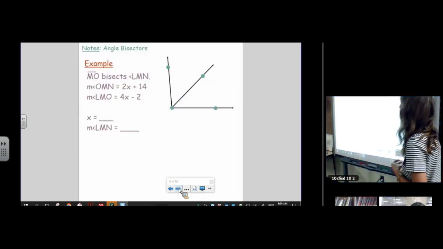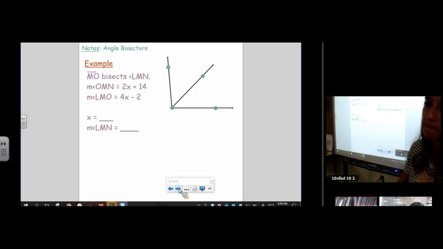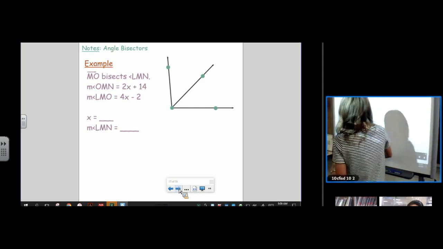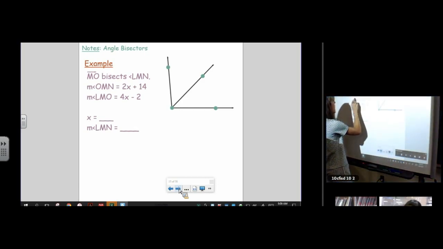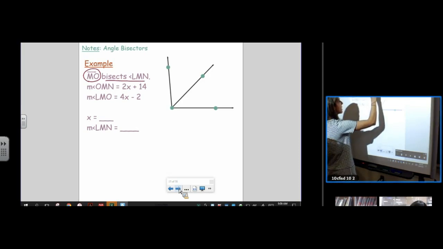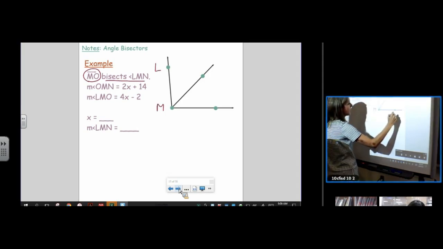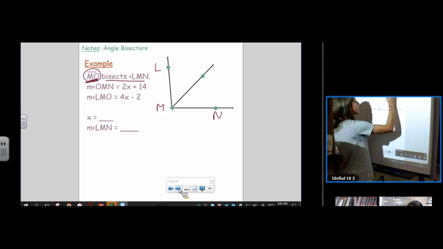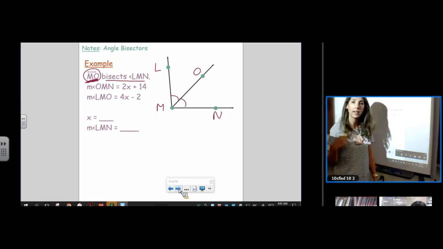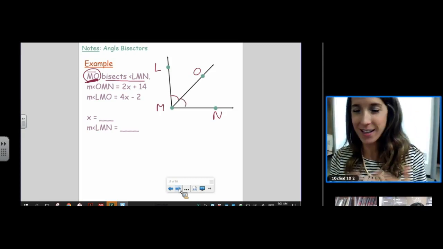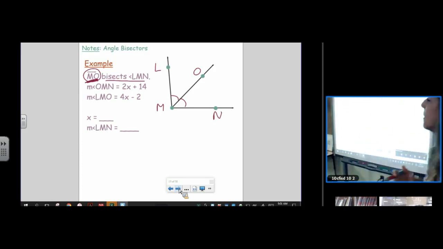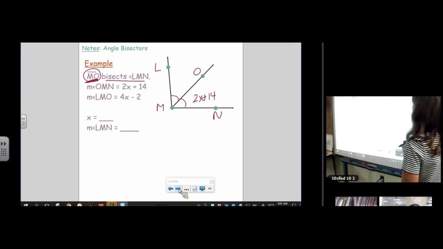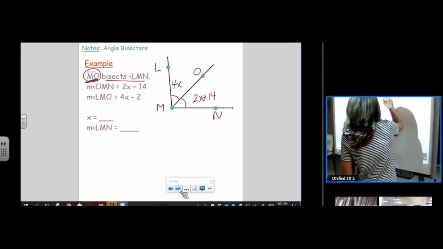Okay, if you're still in class, try this one. In this problem, nothing is labeled. You have to pretty much draw your own picture. Ray MO bisects angle LMN. So LMN is our angle, and this is our angle bisector, MO. Since the problem told us the angle was bisected, we get to add our own arcs. They weren't there, but we add them if it is stated. OMN is 2x plus 14. LMO is 4x minus 2.